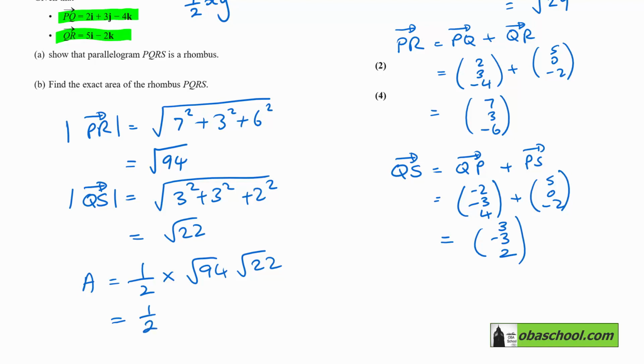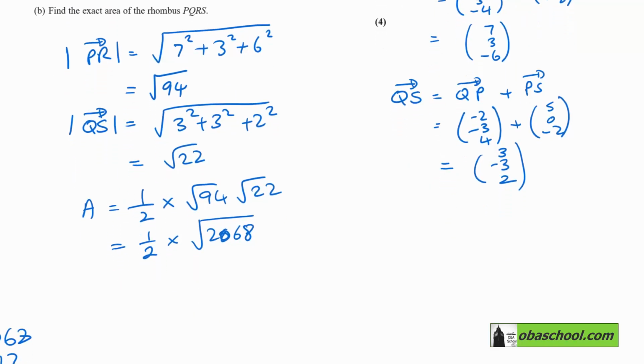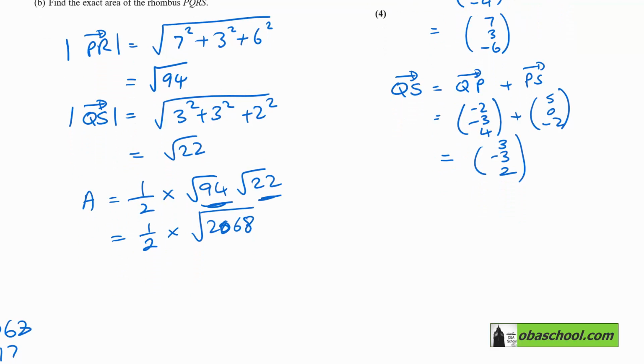which is 1/2 times the square root of 2068. Now I know there's a factor of 4 in 2068 because 94 and 22 are both even. And so we can split that into root 4, root 517. And then the root 4 will cancel with this half. And so we'll end up with the square root of 517 square units.